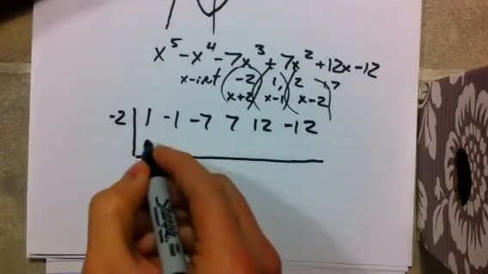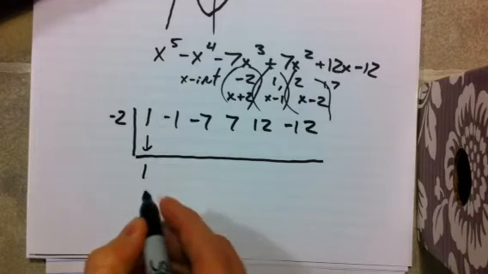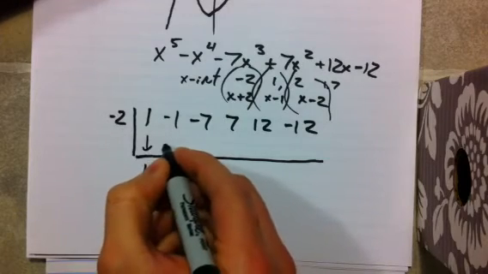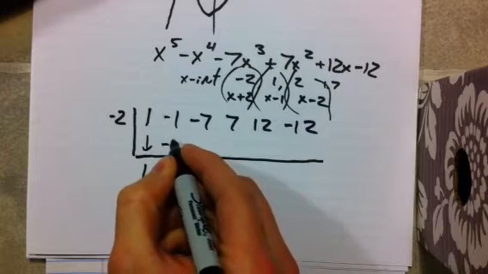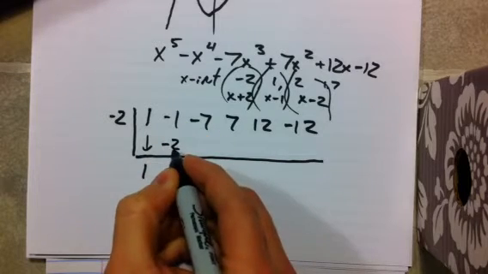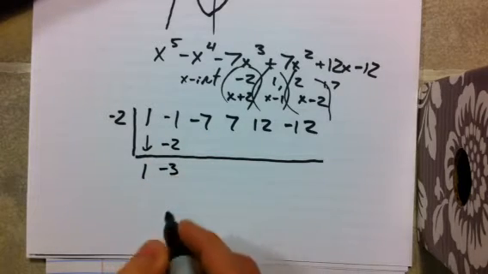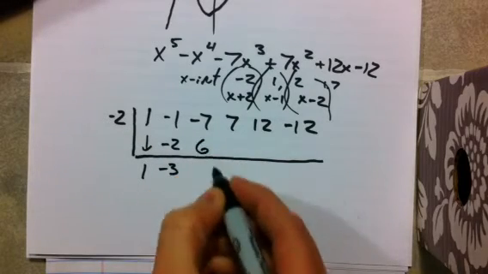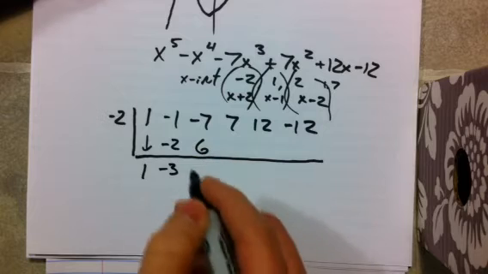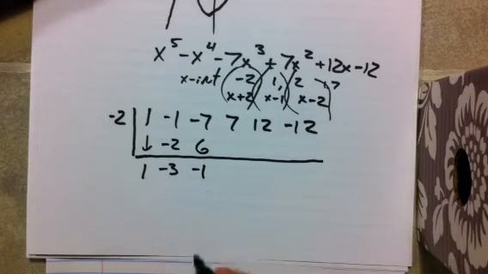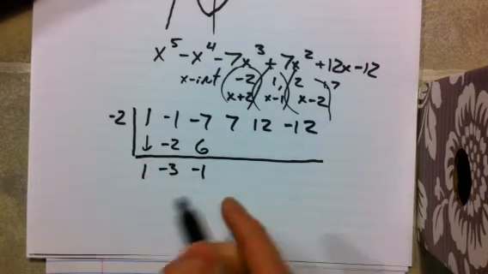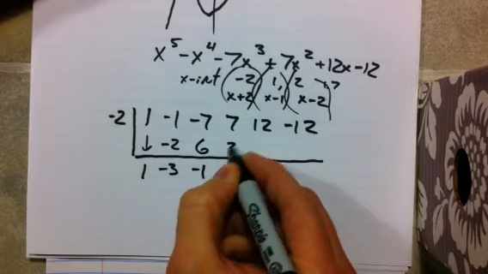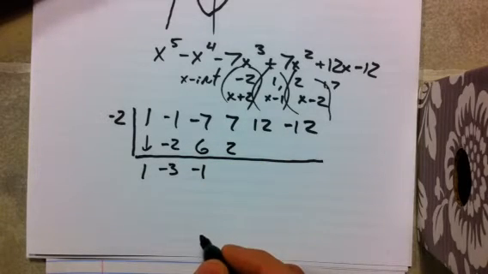So let's drop down the 1. 1 times negative 2, negative 2. Negative 1 plus negative 2 makes negative 3. Negative 3 times negative 2 is positive 6. Negative 7 plus 6 is negative 1. Negative 1 times negative 2, positive 2.